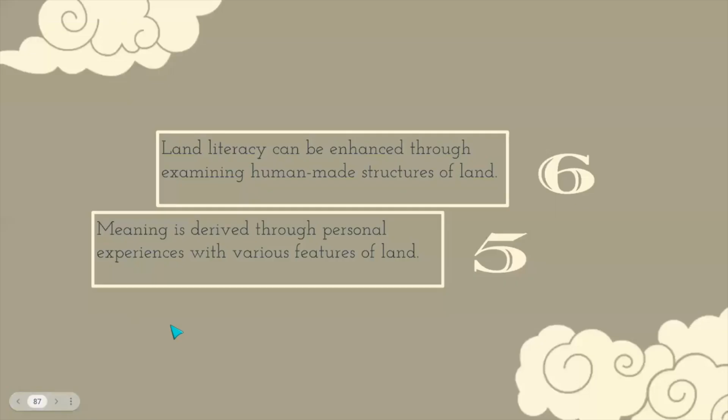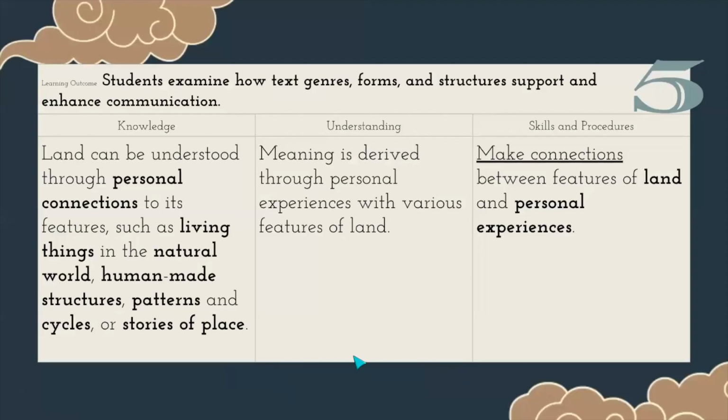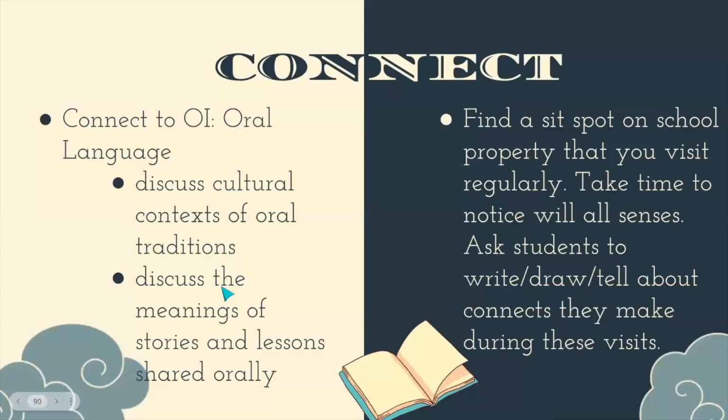That brings us to land. Again, we're just starting to look at land as its own theme in the text forms and structures in grade 5 and 6. In grade 5, we're asking students to make connections between the features of land and their personal experiences. And the knowledge explains how we do that. How do we make connections to land?